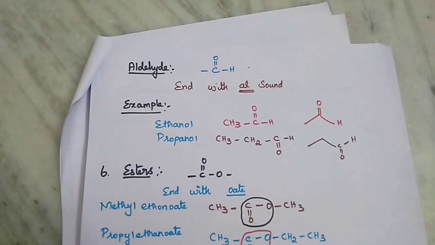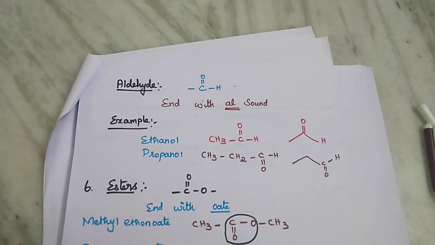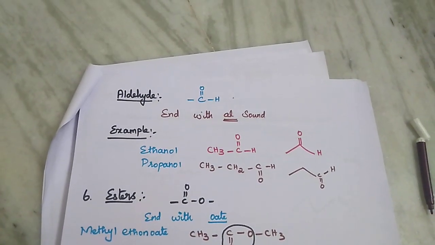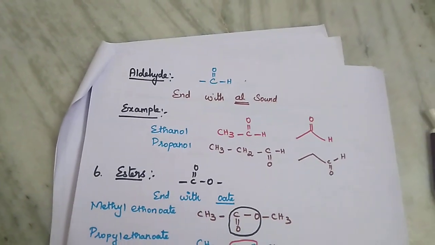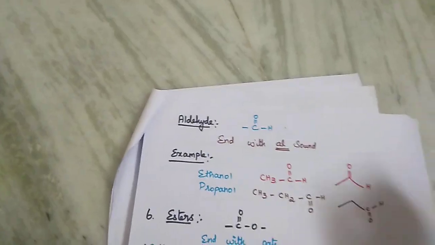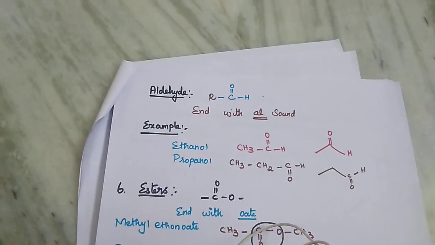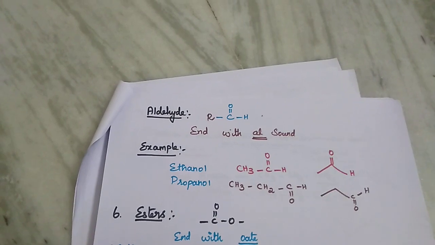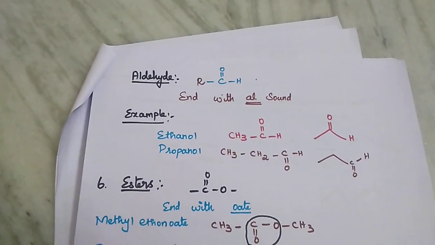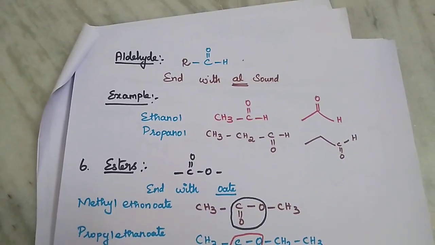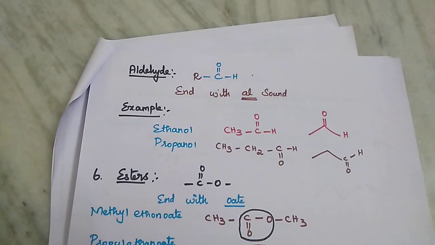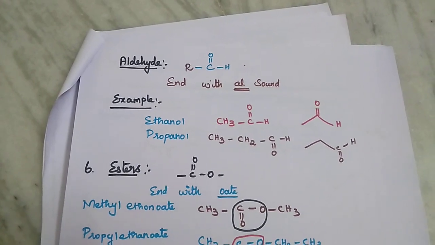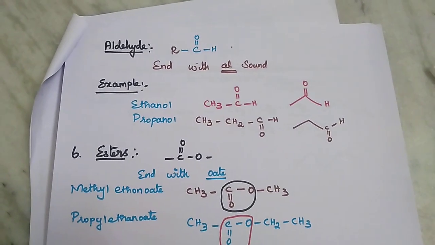Next, the fifth one, aldehyde. So see here also you have a keto group, but it is attached with hydrogen. So the aldehyde formula is CHO, and the rest of the portion is attached with an alkyl group, R. This ends with the "al" sound. So the example is ethanal. You see ethanal, CHO, the CHO attached to one alkyl group. And then the second one is propanal, CH3CH2CHO.